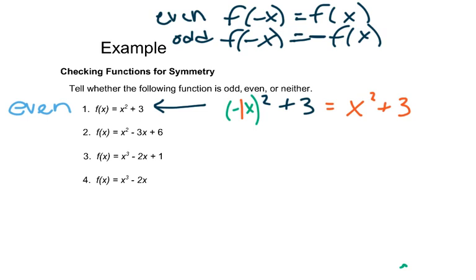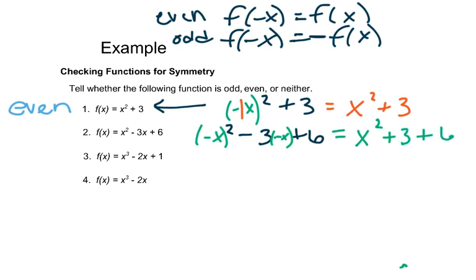Looking at the next option, we're going to plug in to the equation of x squared minus 3x plus 6, and each of those x's is going to be a negative x, again with parentheses. So we have negative x squared, the quantity, so we know that becomes x squared again. Negative 3 times negative x becomes a positive 3x, and then plus 6. Remember that the original function was x squared minus 3x plus 6. Since those don't match, it's not even.